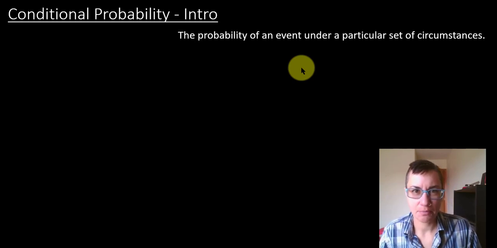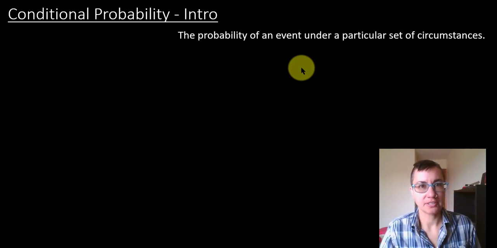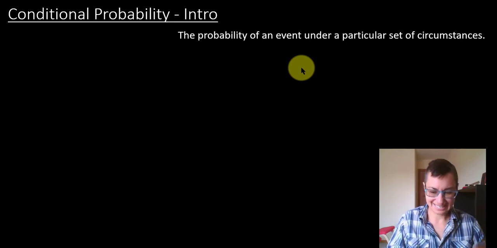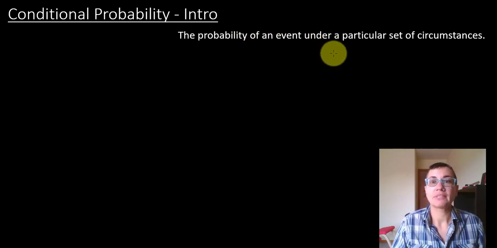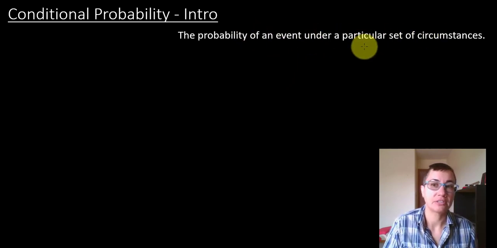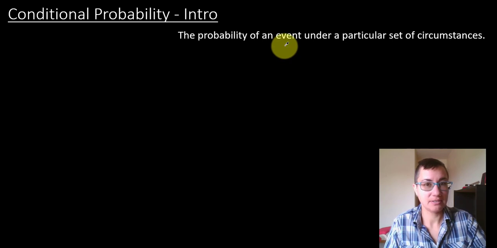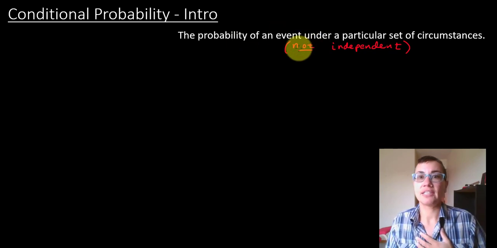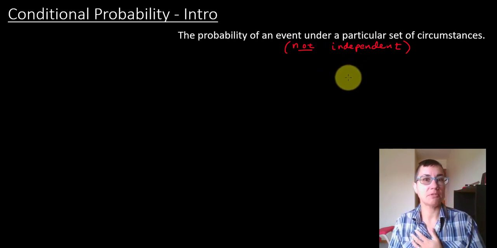Hey folks, in this video we're going to introduce the concept of conditional probability, which is completely opposite from independent probabilities. In conditional probabilities, the probability of an event is considered but under a particular set of circumstances. So this is not independent. However, the probability of this event of interest is conditional or dependent on something else that came before it.